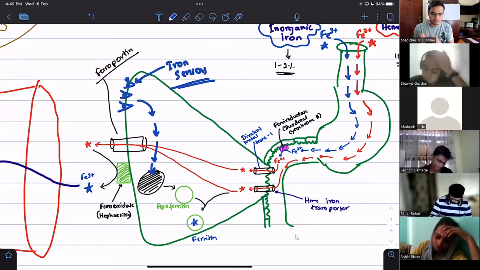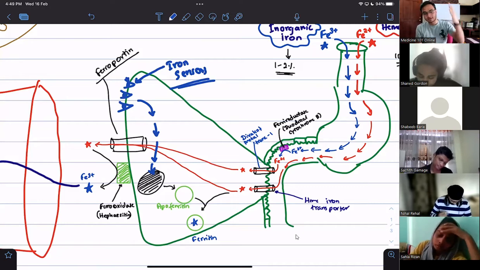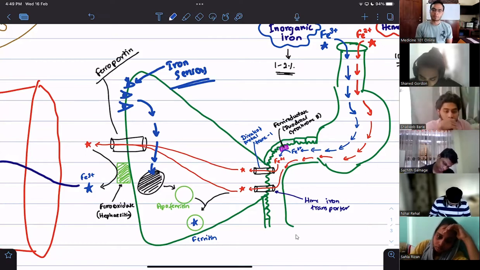So that is the function of these iron sensors. They sense the amount of iron, right? And based on the state of the body, they will give signals to either stimulate or inhibit apoferritin production. Okay, right.